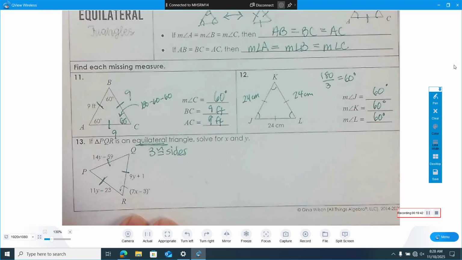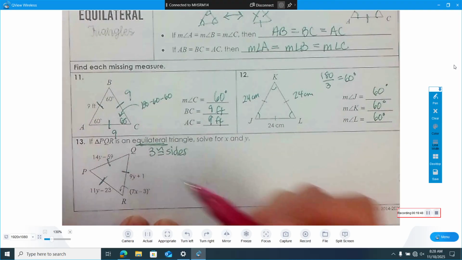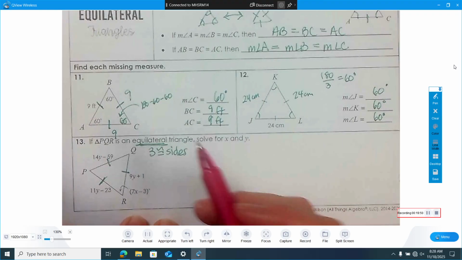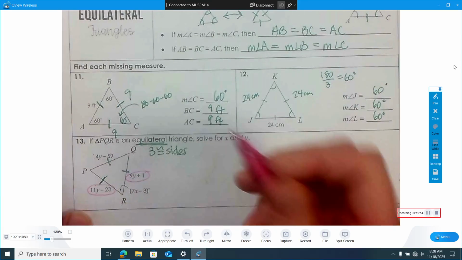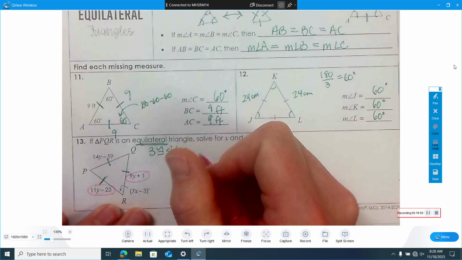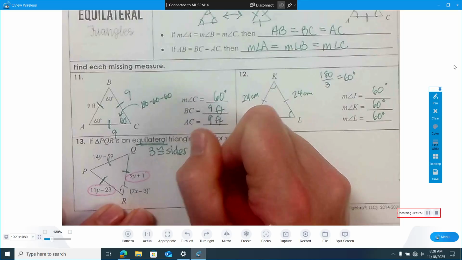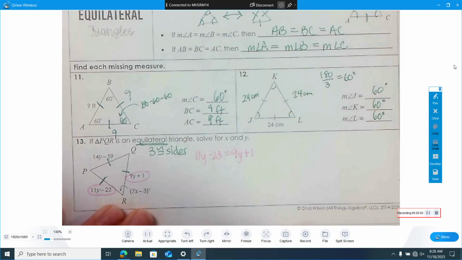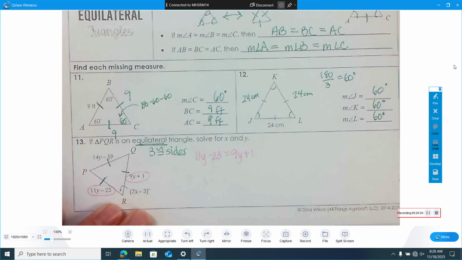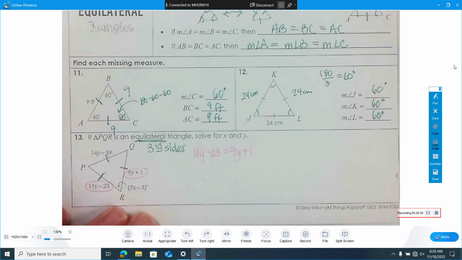So you just set all 3 equal to each other? Can we just pick 2? Yeah, let's do 11y and 9y. All right, why did you choose 11y minus 23 and 9y plus 1? Because they're smaller numbers, yeah. 11y minus 23 is equal to 9y plus 1. That's all we need. They must be the same. That'll help us figure out y.